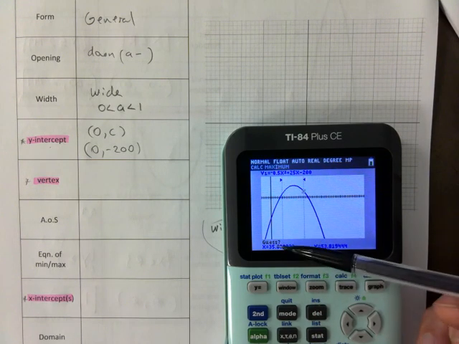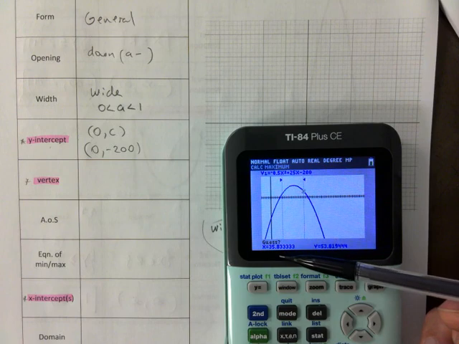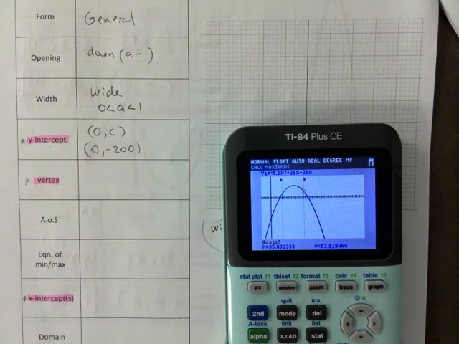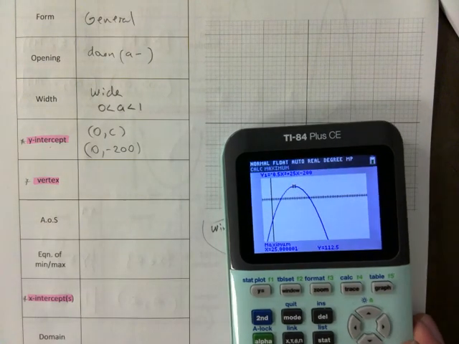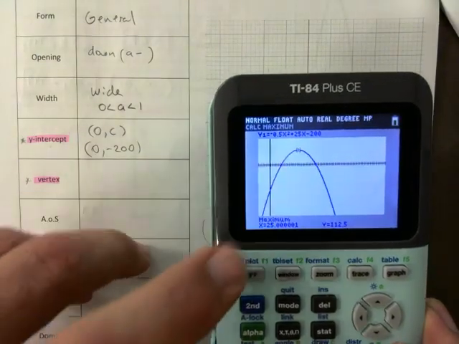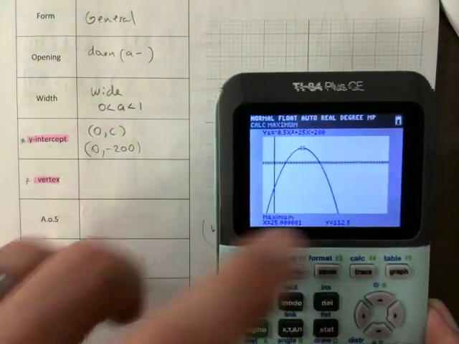So when it says guess, the calculator is just asking you to hit enter and start. So every time you see guess, you just hit enter. So go ahead. And there is your maximum. And the cursor is where you want it. And these are the coordinates.